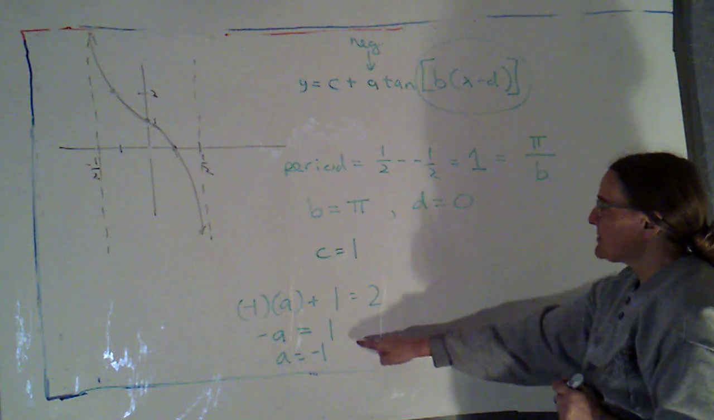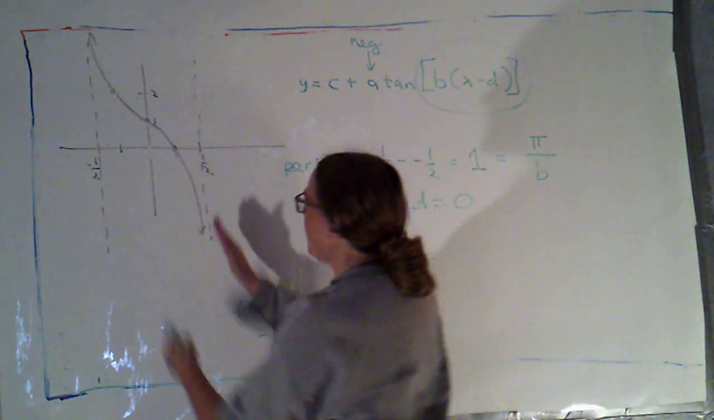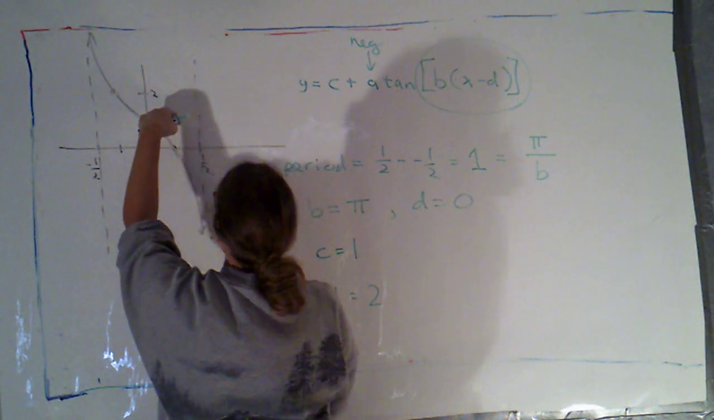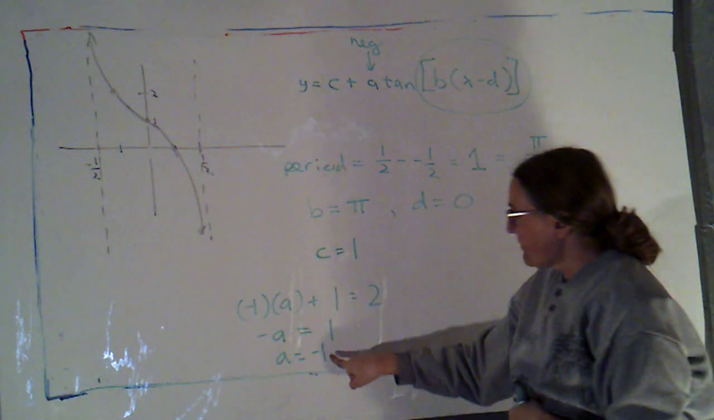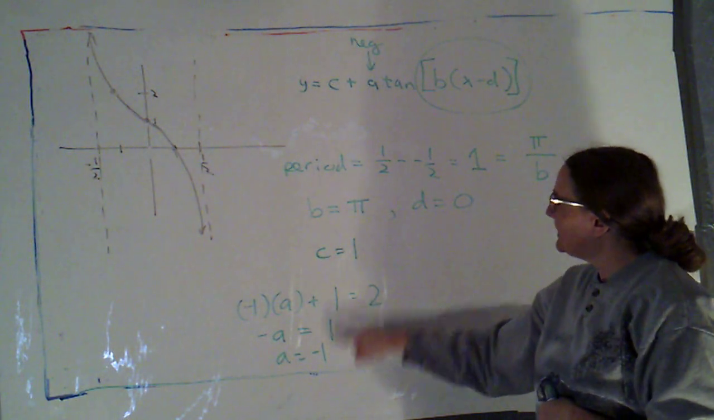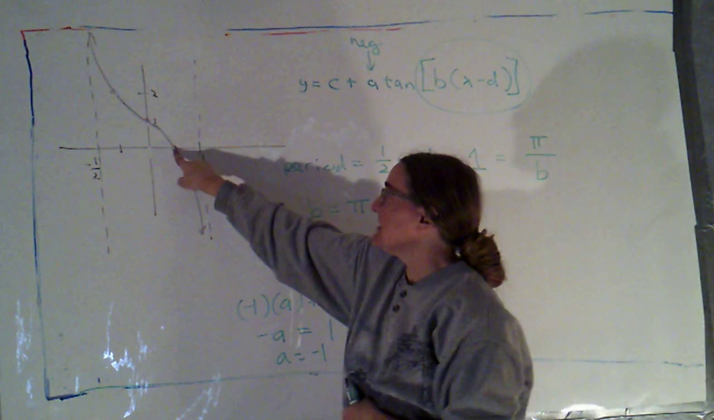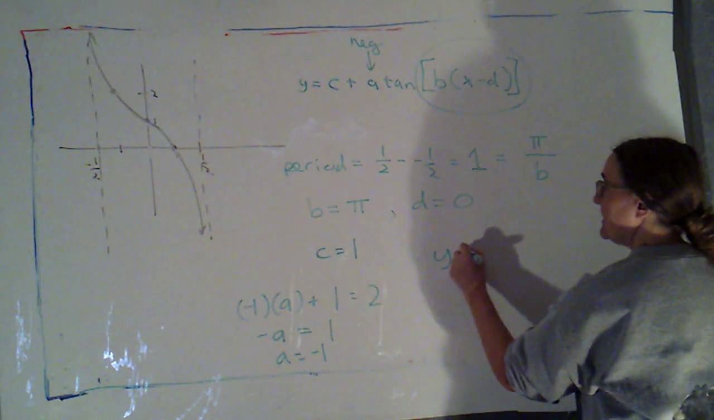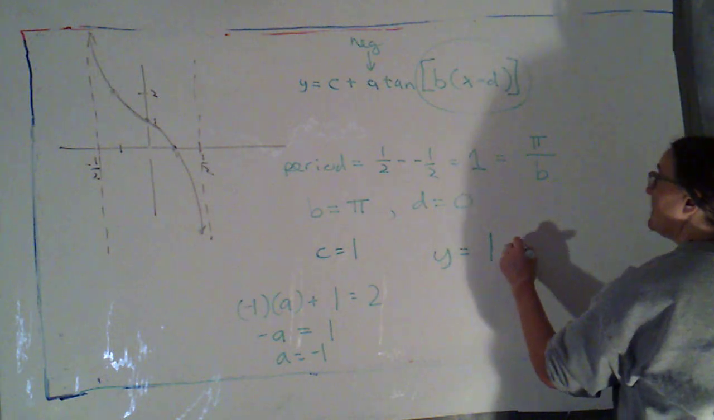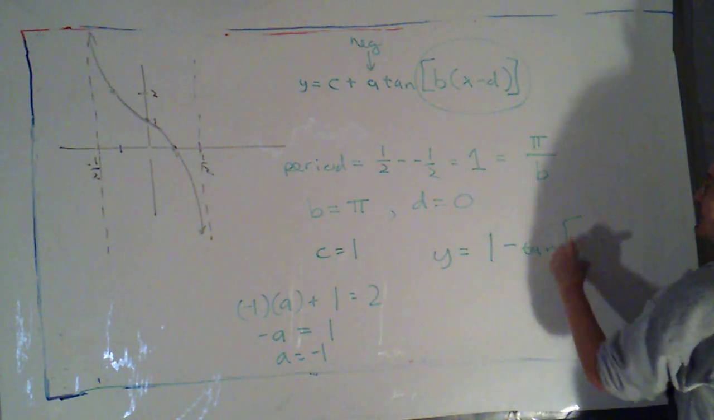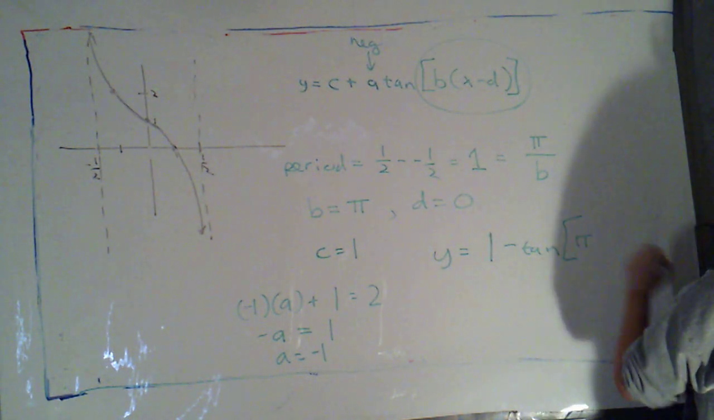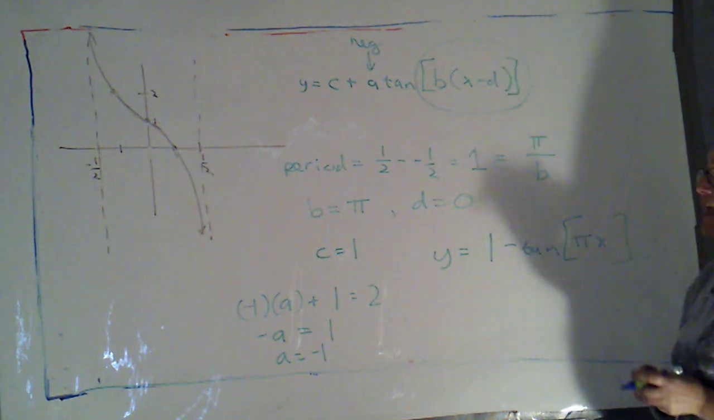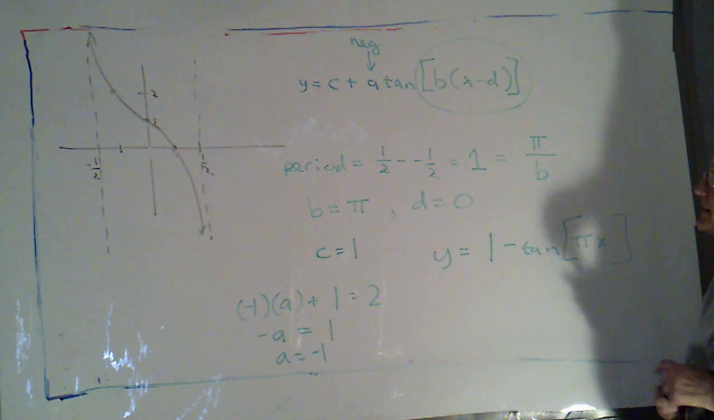Okay. Let's just make sure that works. We said ordinarily we go -1, 0, 1. If I take this point, which was at 1, and multiply it by -1, it becomes -1. Plus 1 is 0. That is the new y value here. So I'm able to say that y is equal to 1 minus tangent of b, which we said was pi, times x, because we said that d was equal to 0. We hadn't actually shifted this to the left or to the right.